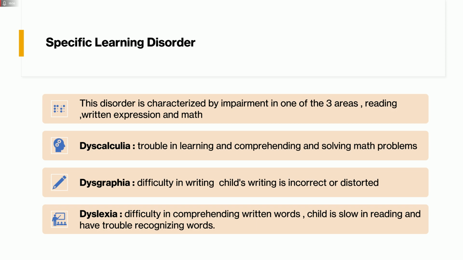In dysgraphia there is a difference, that he will not be able to understand the shapes very well, and he will have difficulty writing. His writing will be very distorted, whereas in dyslexia he will not be able to comprehend the written words, and he will be very slow in reading and recognizing the words.